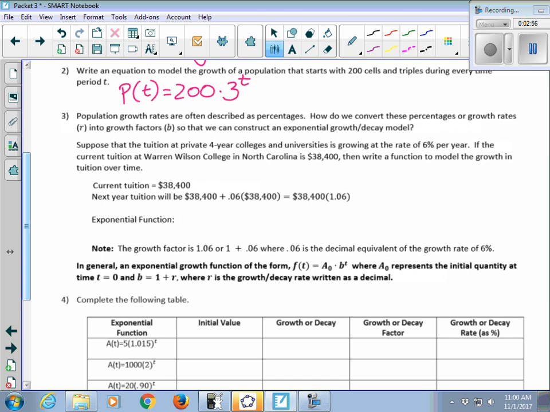So let's see, cost as a function of time. My initial value is 38,400. And I am increasing by 6% each year. So I have to pay 100% of what it cost the year before, plus an additional 6%. That's 106% total. So I'm going to multiply by 1.06 every year for 2 years.